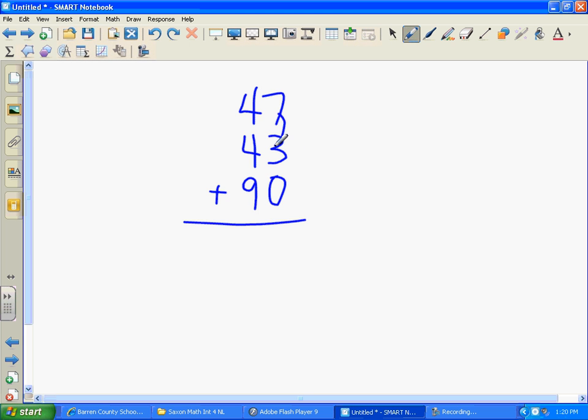Okay, here we have a set of 10. So 10. Here we have a set of 10. And 4 and 4 is 8. So we've got 180 degrees.